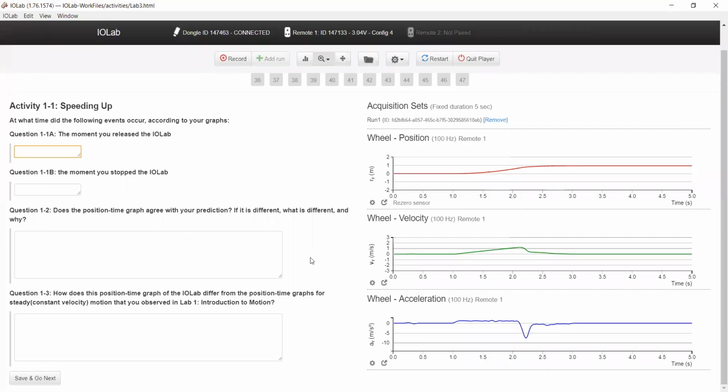Okay, just to clarify, while writing, the moment you stop the IOLab, the point will be when you stopped it here, where it starts to go down to zero. I have seen people writing right around here, that's not the point. The point is when you just stop it, or it can be this point also, where the acceleration turns around. When you stop it, it turns to go towards zero.